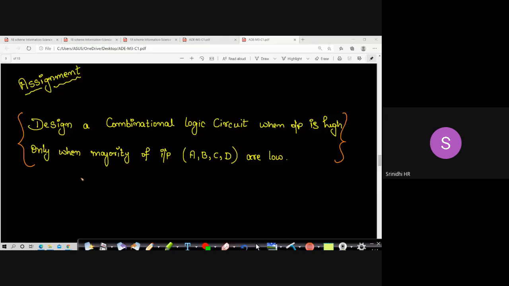So design a combinational logic circuit whose output is high only when the majority of the inputs, that is A, B, C, and D, are low. How do you interpret this particular problem? Please take it as an assignment.